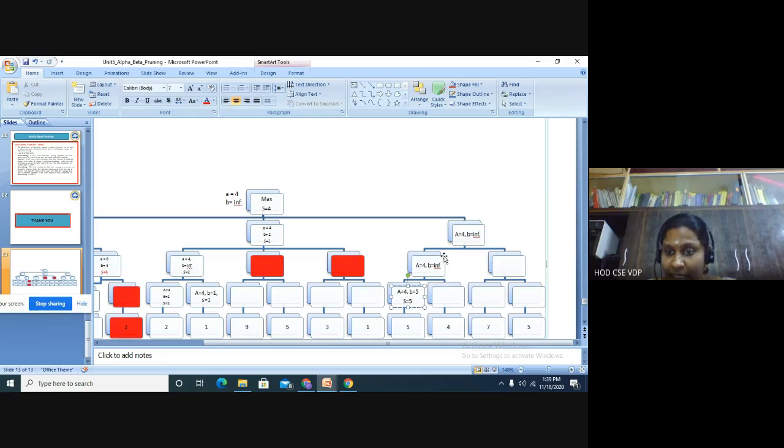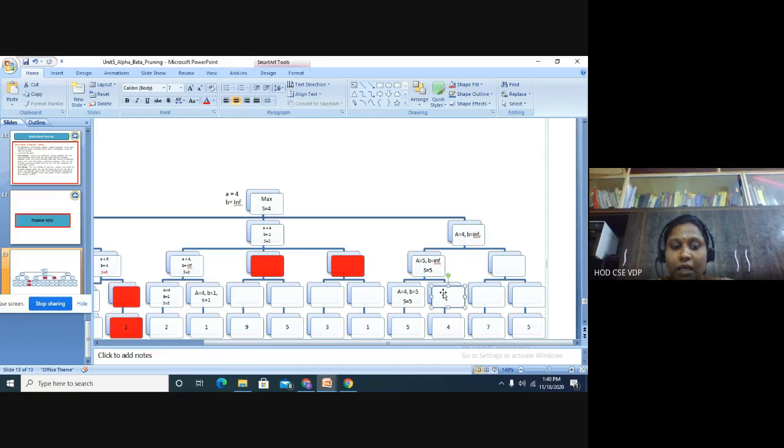So what do I take up? I take up S is equal to 5 and that 5 is assigned to 4 comma 5. So because that is maximization strategy. So A becomes now equal to 5 and that S is equal to 5 goes here. Okay. So S value going up and that is updating the value of alpha. Right.